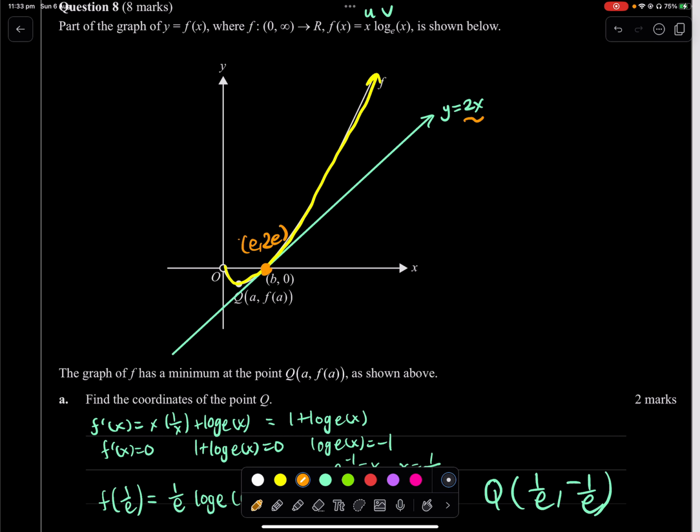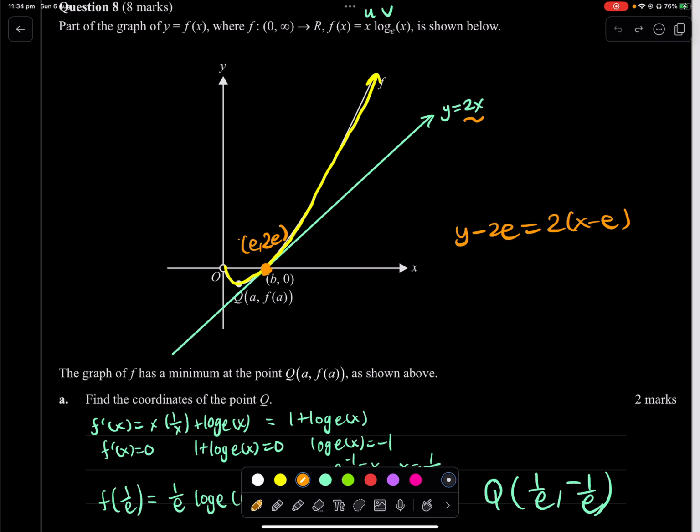Now, we know the gradient, so we can just say y minus 2e equals 2x minus e. So y equals 2x minus 2e plus 2e. Okay, wait. But these also cancel out. What have I done here? Wait, what have I done?